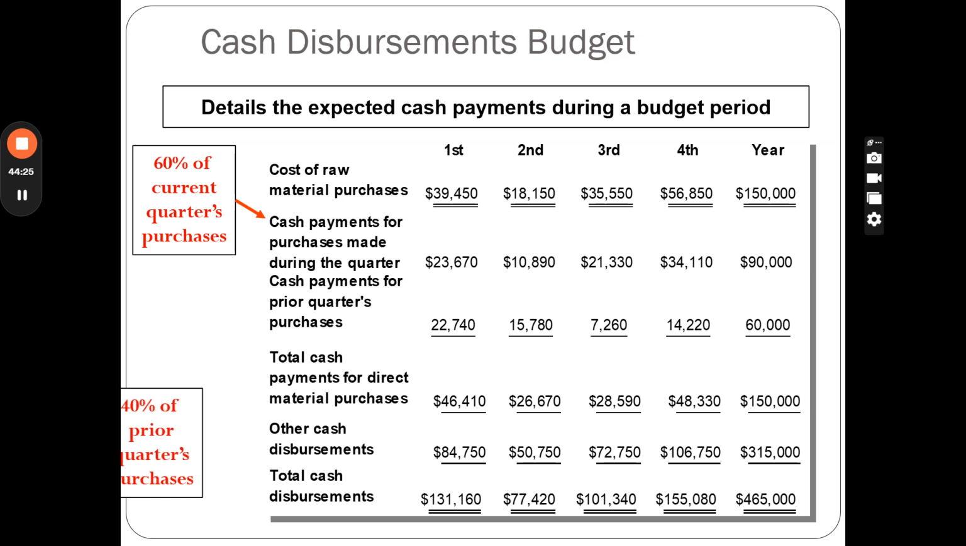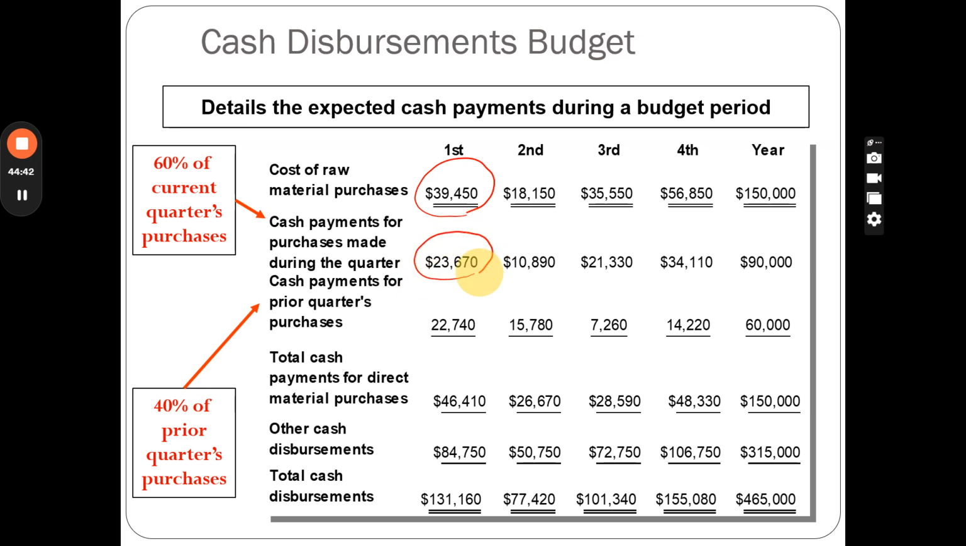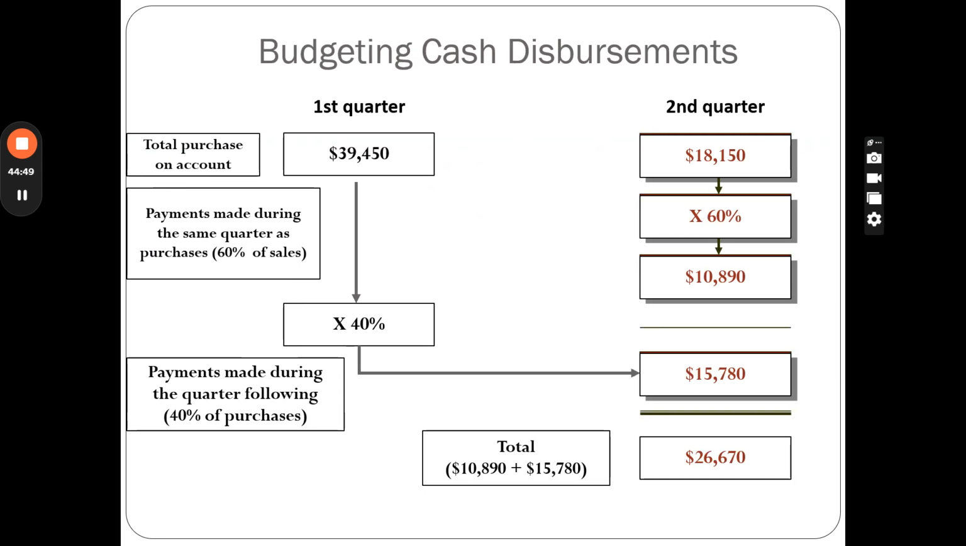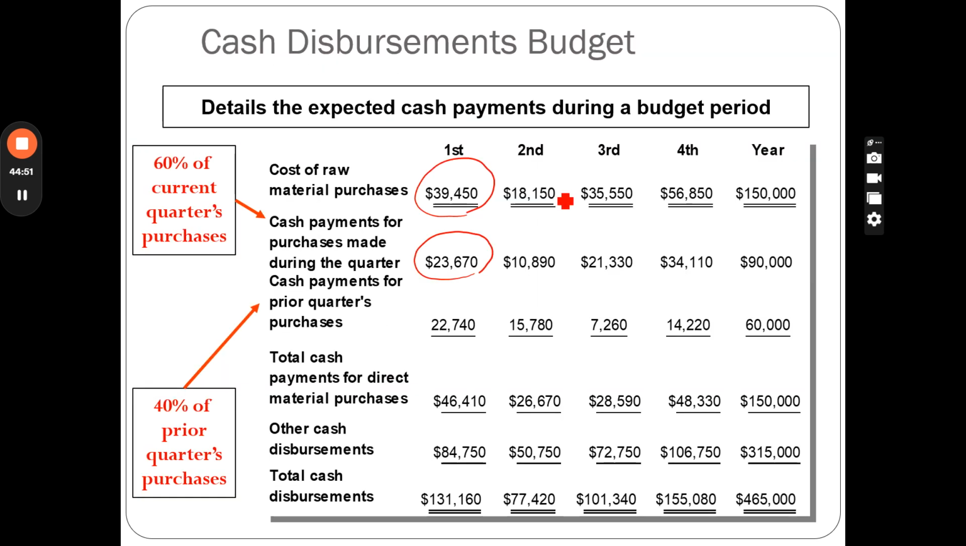Then you will see how much you are going to pay. Again, we have our cost of raw material, that we calculated already, so that we will consider. And cash payments for purchase made during the quarter, like maybe this amount you are paying for the last period. So again, we can go and check in the second quarter. The second quarter, what is the purchase going to happen? 18,150.